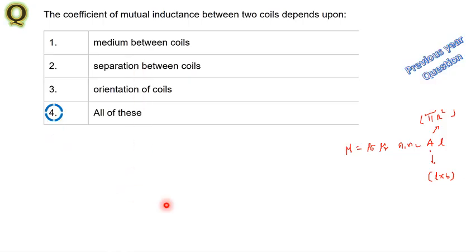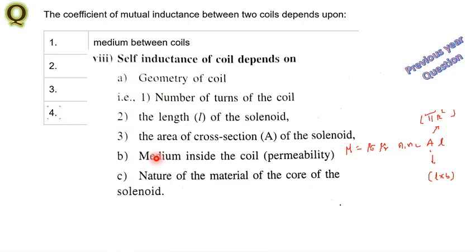This is about mutual induction. Sometimes you have to know about self induction also. For self induction, the geometry of the coil, number of turns, length, area of cross section, and permeability are all similar. An additional factor is the nature of the material of the core of the solenoid, which is important in case of self induction. You need to remember this also in addition.